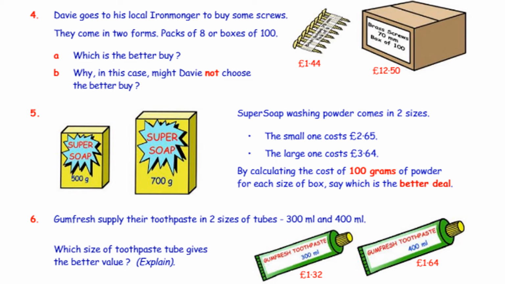And the question is, which size of toothpaste gives the better value and why? It says in the brackets, explain. So you're going to need to do 2 division sums here, and that will give you your answer, and you can then explain why the big tube or the small tube is better value. And I'm going to tell you there is very little in it. There's hardly any difference between them.